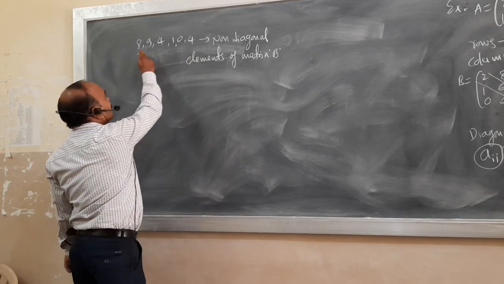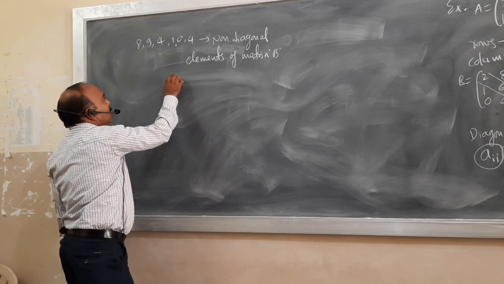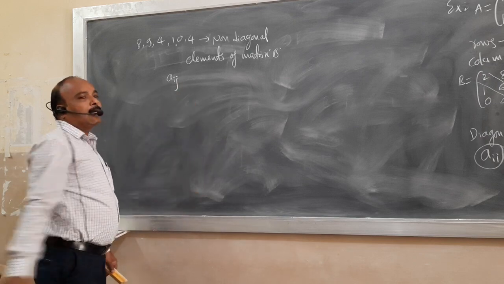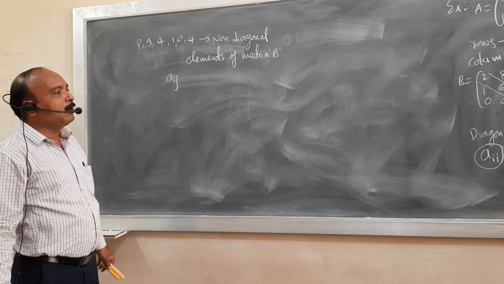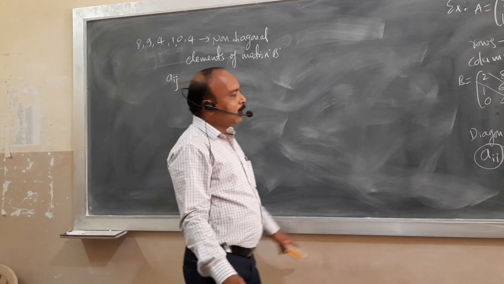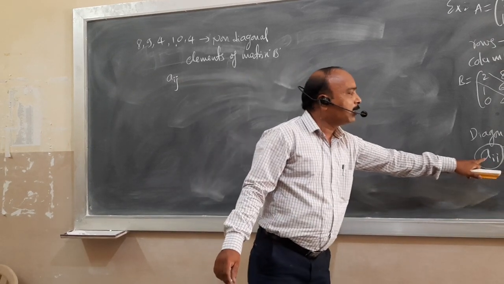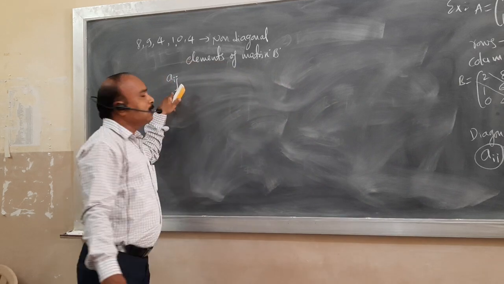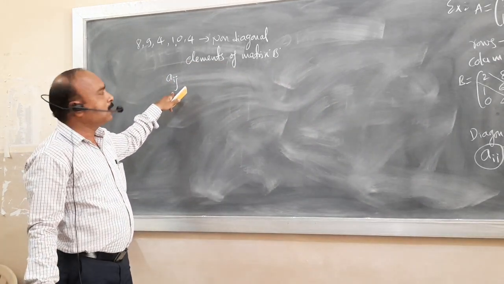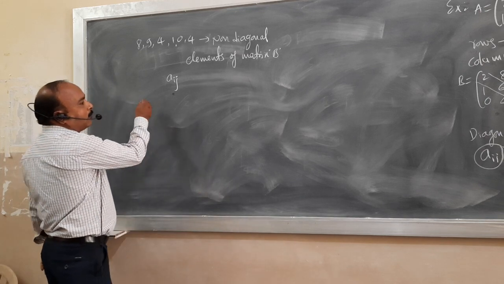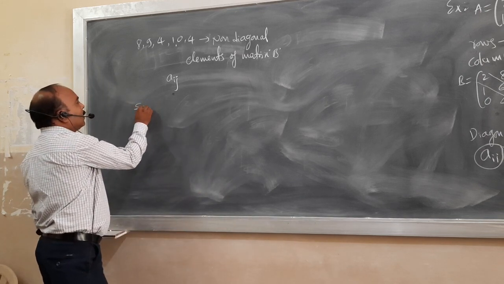Now, these are denoted by the symbol a_ij. Here, we observe that i and j are different for the non-diagonal elements, but for diagonal elements, i and j are equal. a_ii represents the diagonal elements, and a_ij represents the non-diagonal elements of the square matrix. Next, we go for the scalar matrix.